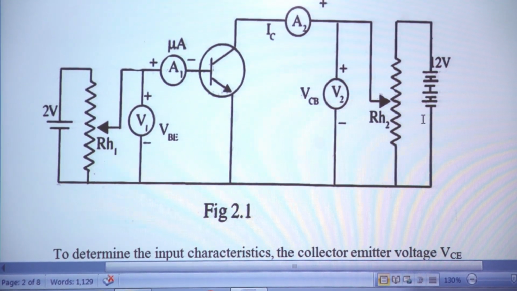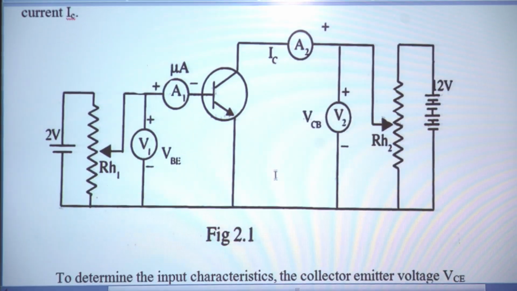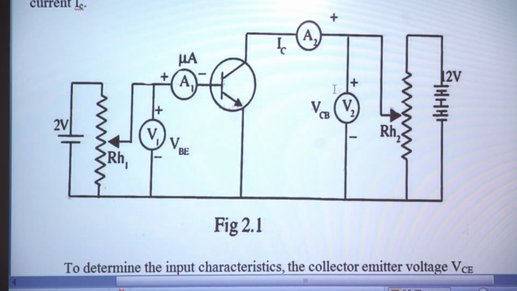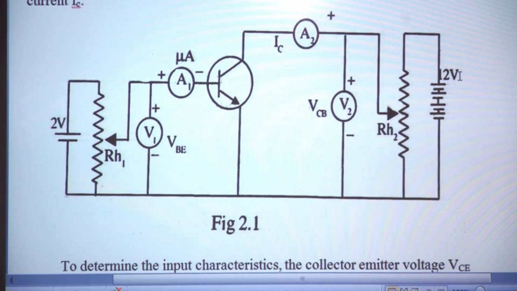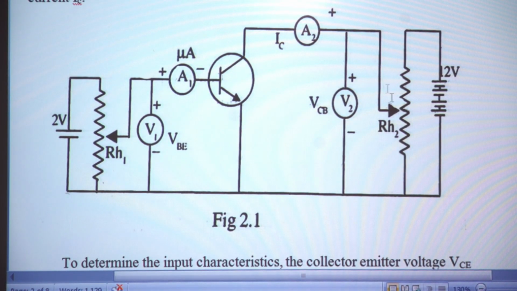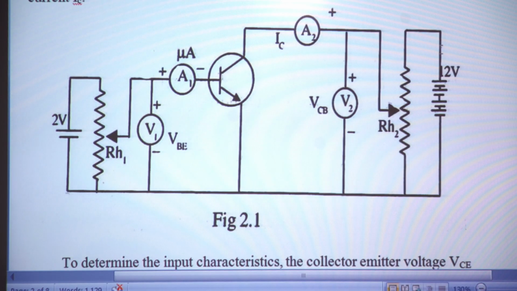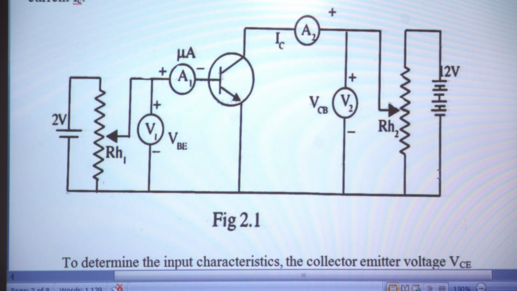Now coming to the output side, the collector and emitter, that is the output, should be reverse biased. For that the collector is connected to the positive of a 12 volt battery through a rheostat, the top of the rheostat. The lower terminals of the rheostat are connected to the battery. Now, to measure the collector current, we are using another ammeter, A2, that is connected to the collector. And to measure the voltage between collector and emitter.